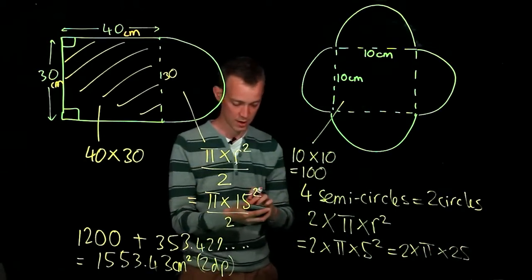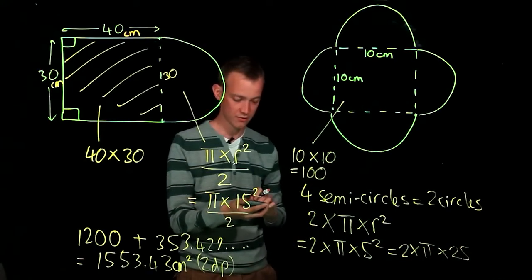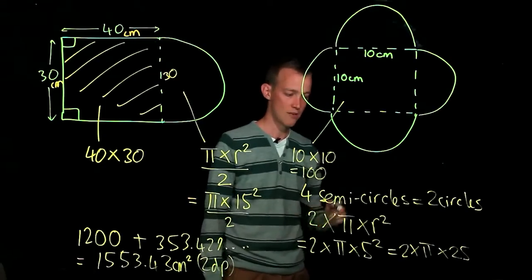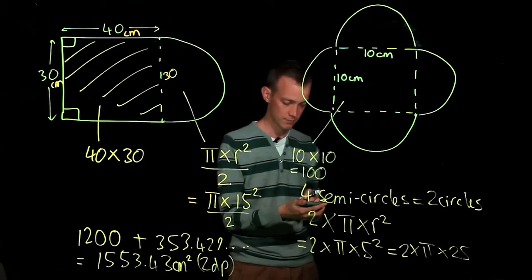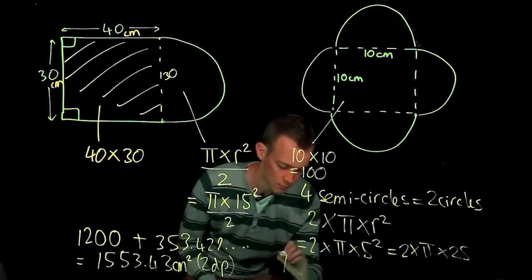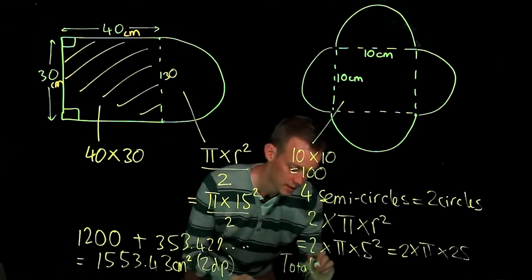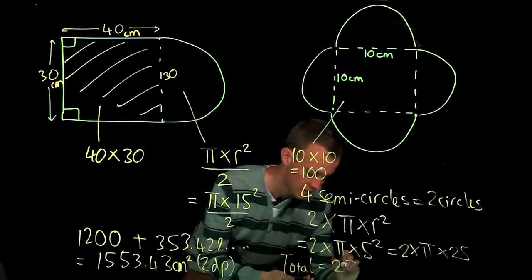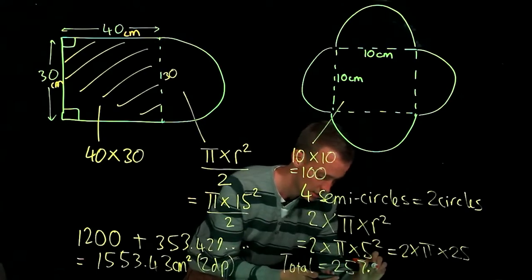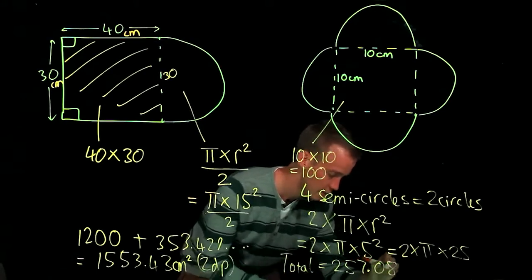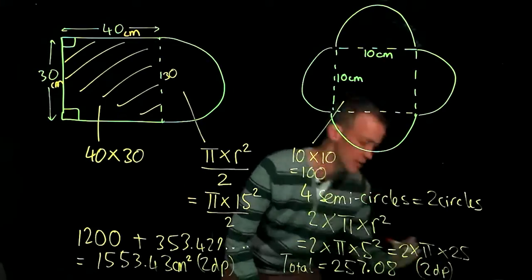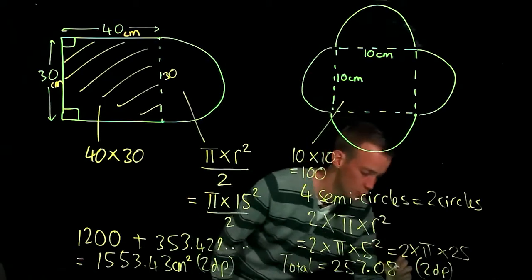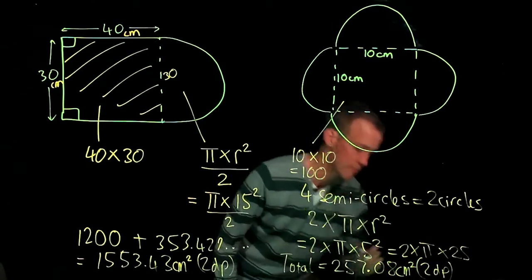2 times pi times 25 on my calculator. I've also got this 100 here as well from the square, plus 100. Altogether, my total is equal to 257.08, and I've again rounded to 2 decimal places in brackets there, and my units will be centimetres squared.